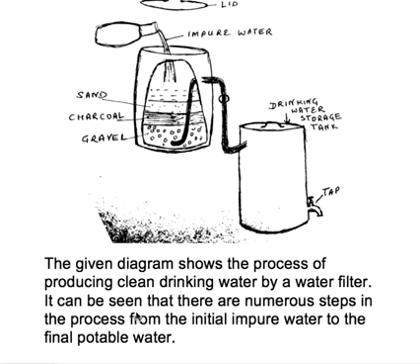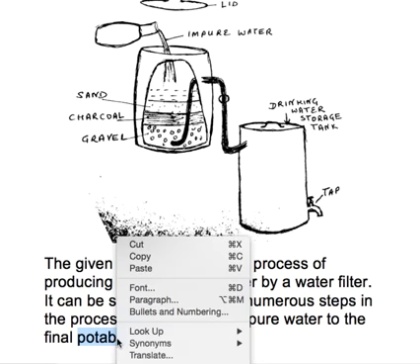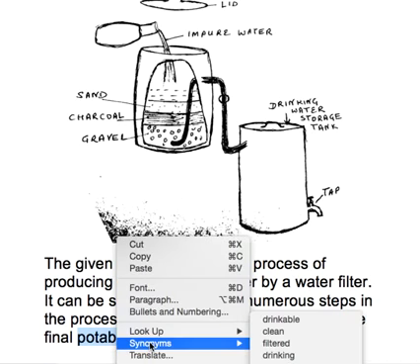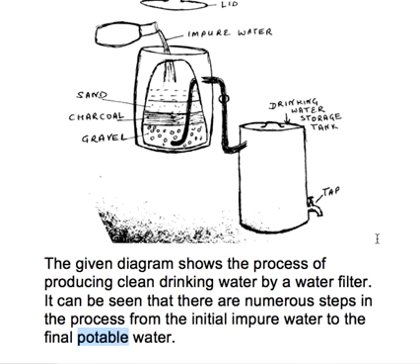It can be seen that there are numerous steps in the process, from the initial impure water to the final potable water. The word potable is used for water which is fit for drinking. This is clean water which is fit for drinking. Clean, filtered, drinkable. Just note the spelling: potable water. So vocabulary building also side by side.